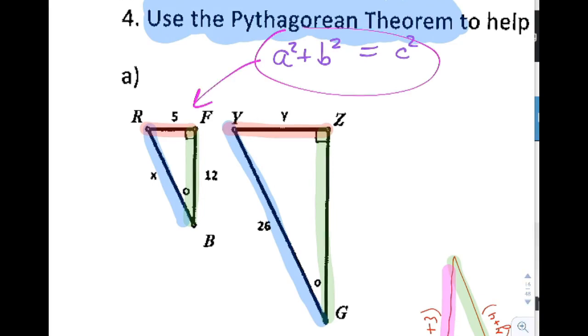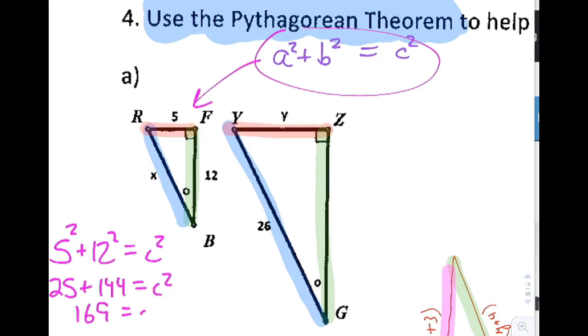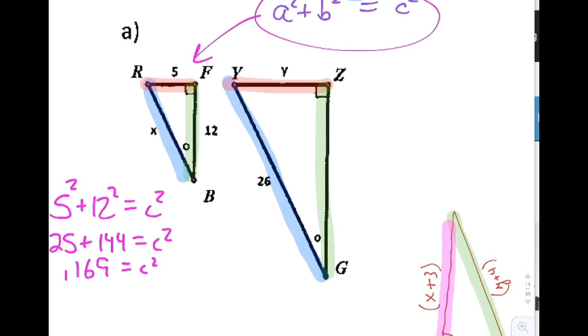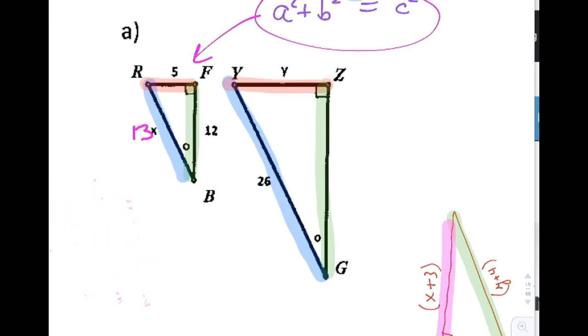So a squared plus b squared equals c squared. 5 squared plus 12 squared equals the hypotenuse squared. 25 plus 144 adds up to 169. Square root of 169 is 13. So this side becomes 13. I'm going to erase this to give myself some room, but you can rewind it and see how I got that using the Pythagorean theorem.